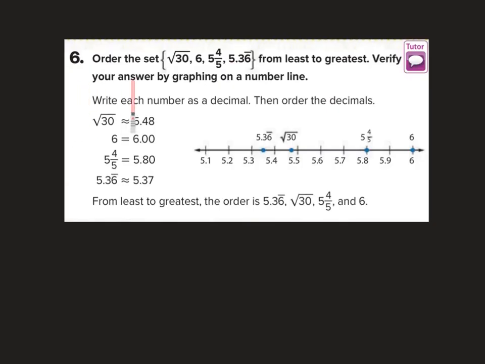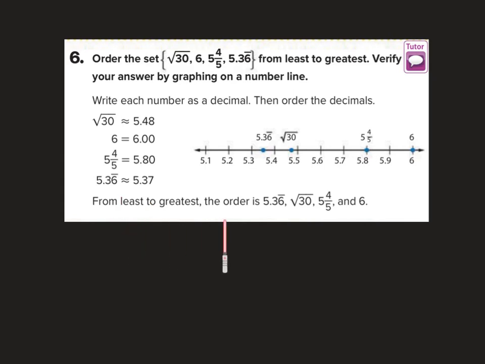Number 6, order the set square root of 30, 6, 5 4/5, and 5.36 repeating from least to greatest. Verify your answer by graphing on a number line. So a number line will be really helpful when we're comparing here. First, we need to write each number as a decimal, then order the decimals. So the square root of 30 would be approximately 5.48. Obviously 6 is 6.0, 5 4/5 would be 5.80, and 5.36 repeating would be approximately 5.37.